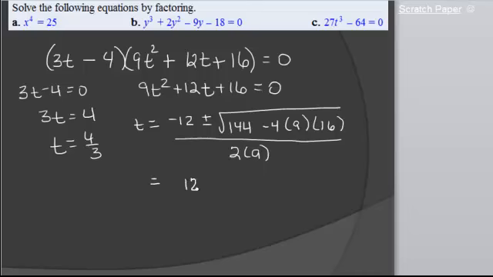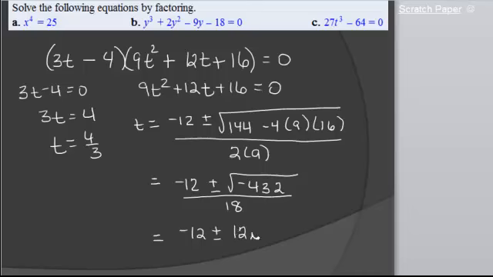This will simplify into negative 12 plus or minus the square root of negative 432 all over 18. When you simplify the square root of negative 432, you do get an imaginary number. So negative 12 plus or minus, that will simplify into 12i square root of 3 all over 18. Okay, if you need to review that one, go back to look at videos on radicals. Okay, that's how we simplified this part.